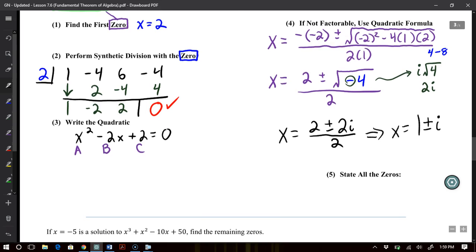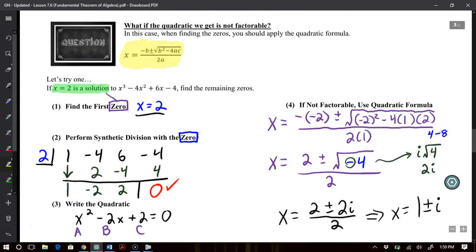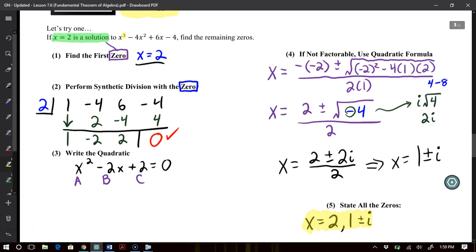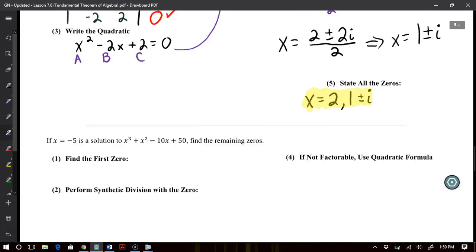So let's state all the zeros. We were given the first one, x equals 2. And through all of our work with synthetic division and the quadratic formula, we found 1 plus or minus i. That represents three answers: 2, 1 plus i, 1 minus i. And our degree in the beginning was 3. We have all three answers. We are done. So really it's the same thing, except if it's not factorable, I have to use the quadratic formula. I'm going to just solve like I did back in chapter 6. Not too bad. Let's try this one.